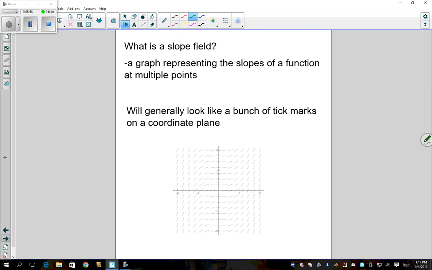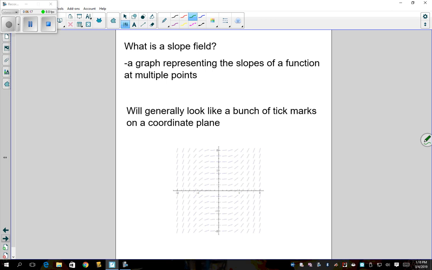Our next topic goes along with differential equations. We're using differential equations to find slope fields. So a slope field is basically just a graph, and we put the slopes of functions on the graph, and it kind of looks like this weird mess below. It's a bunch of tick marks that represent the slope.